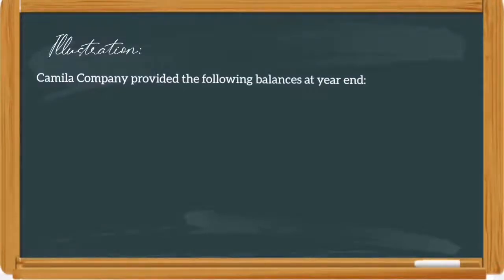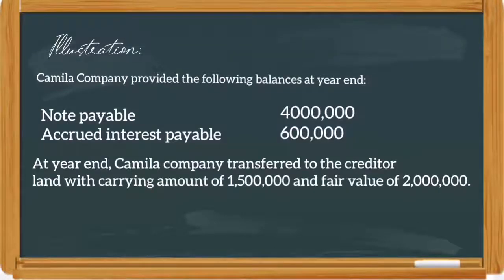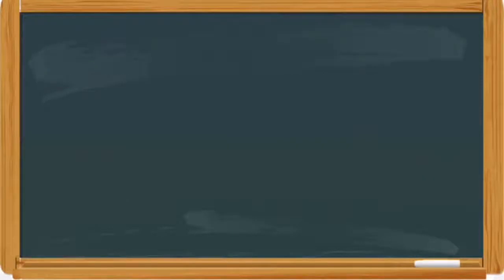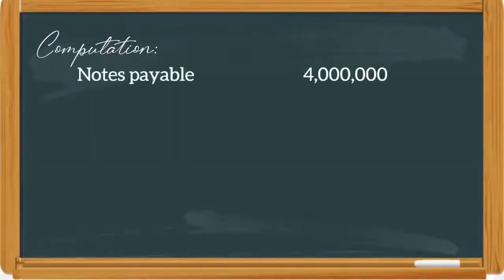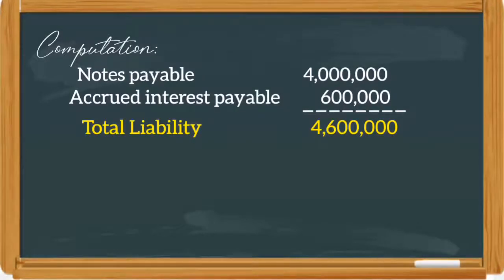Camila Company provided the following balances at year-end. Note payable, 4 million. Accrued interest payable, 600,000. And at year-end, Camila Company transferred to the creditor land with carrying amount of 1,500,000 and fair value of 2 million. To compute for that, i-add natin yung notes payable at accrued interest payable. So 4 million plus 600,000 is equal to the total liability of 4,600,000.